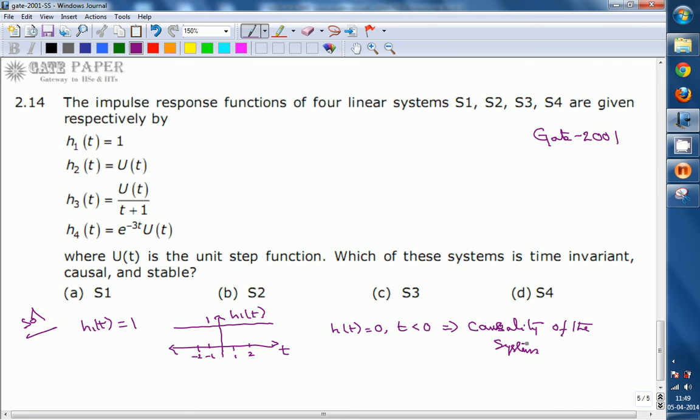Whenever this condition is satisfied, we can say the system is causal. Here h of t is not equal to 0 for t less than 0, so this condition is not satisfied. Then the given h1 of t is not a causal system, it is non causal. So there is no need to check the other properties. Then we can decide that S1 is not the correct answer.